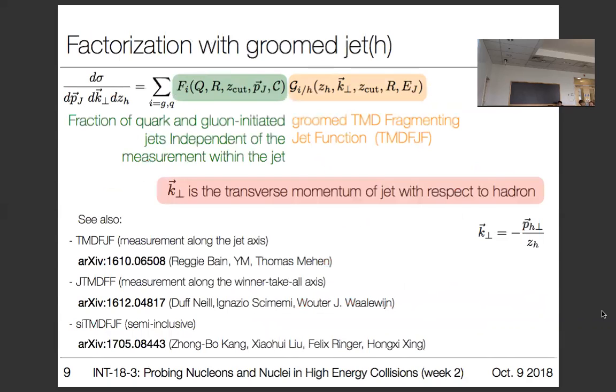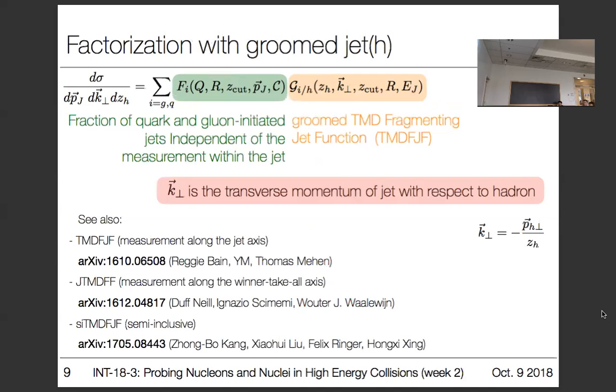So how does the cross section factorize now? It's the same thing as before. It's just that we change the notation to be consistent with what exists in the literature. So we have the TMD fragmenting jet functions, or the TMD FJFs. For grooming in that case, we use the calligraphic letter G for the TMD FJFs, and it will depend on the hadron as well, not just the initiating parton.